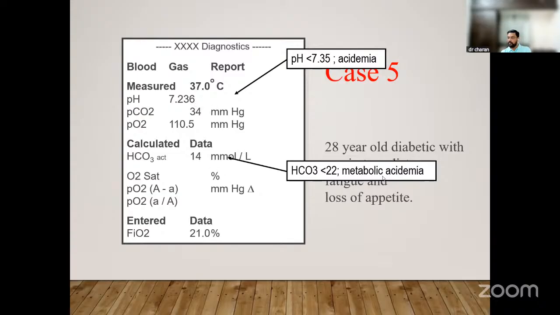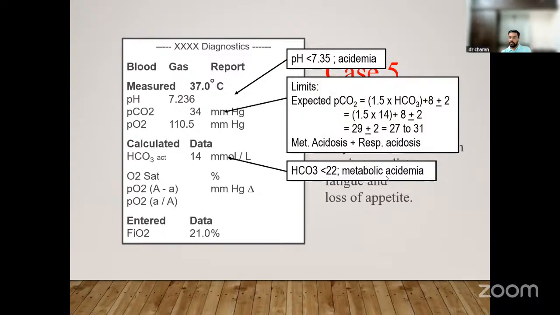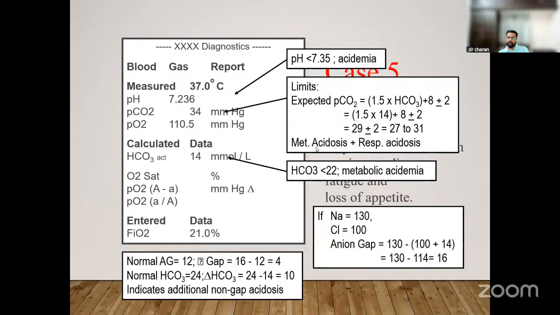You have found out what the primary problem is. Next step for a metabolic problem, you don't need to check if it is acute or chronic. The next step is to find out the compensation. What is the expected PCO2? The Winters formula: 1.5 into bicarb plus 8, plus or minus 2. You get an expected PCO2 of 27 to 31. Here the PCO2 is around 34. So to a certain extent, the lung is compensating. So it is a metabolic acidosis.